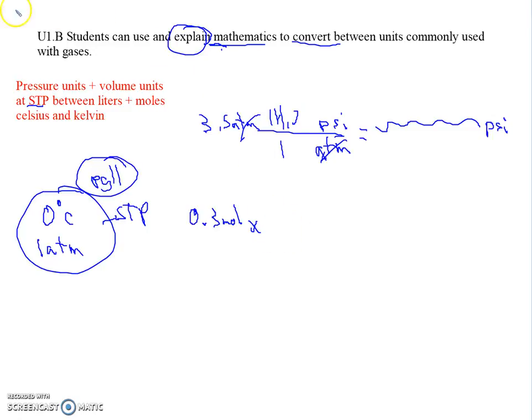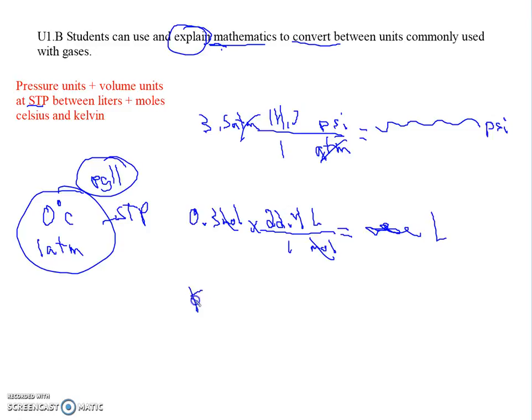That shouldn't be equals. I want to multiply. So times a fraction. I want to convert to liters, so I'm going to go liters on top, moles on the bottom to cancel moles. And at STP, you have to memorize this number. There are 22.4 liters in 1 mole. So moles cancels out, and again, you get some number, punch it in your calculator, you're left with liters.